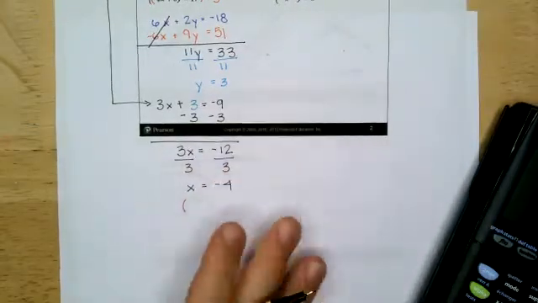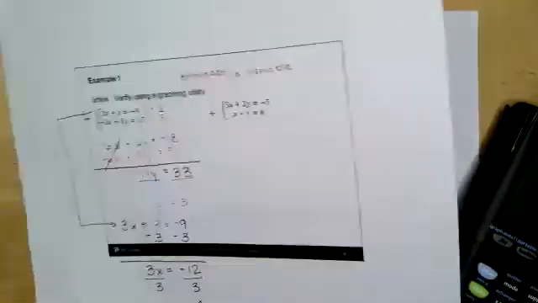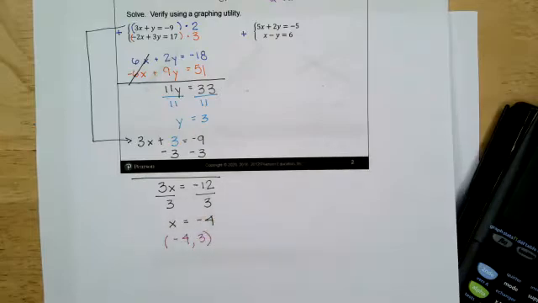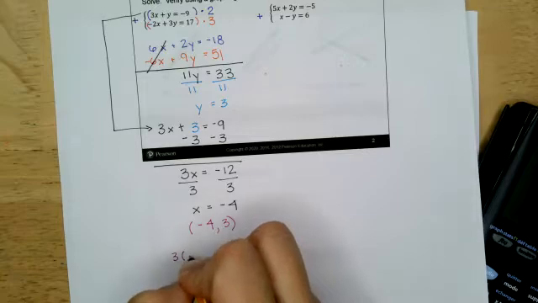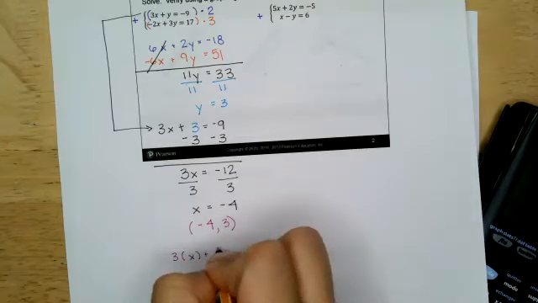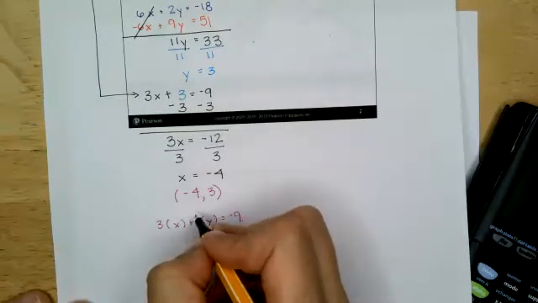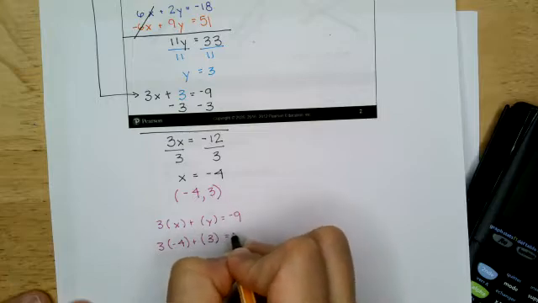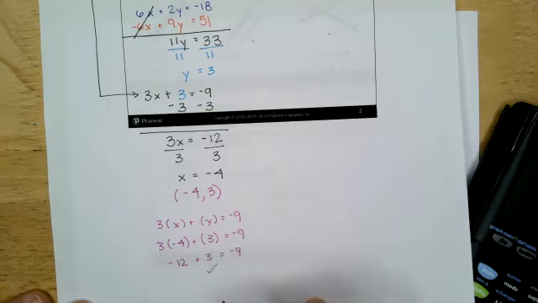If I was to make that a point, because we're talking about one point that is true for line 1 and line 2, if I make this into a point, it's the point negative 4, 3. So if I put 3 times x plus y equals negative 9, if I put the negative 4 in for my x, and I put my 3 in for my y, it's true for the first equation, and then I'm going to try it for my second equation, okay?